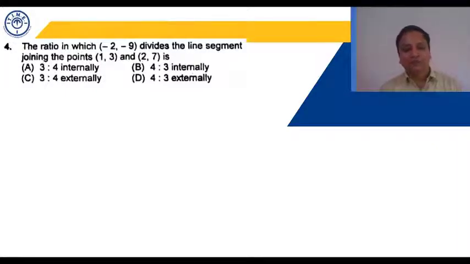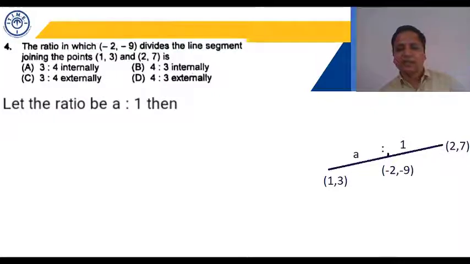So let's take an internal division and see what comes. First of all, what do we do? We draw a diagram. We draw a basic line. That is, we draw a point (1, 3) on one side, and the other side is (2, 7). And the point (-2, -9) is between the line. And we assume this point (-2, -9) divides this join in the ratio a:1. Let the ratio be a:1.